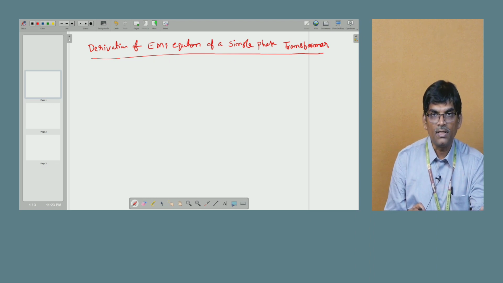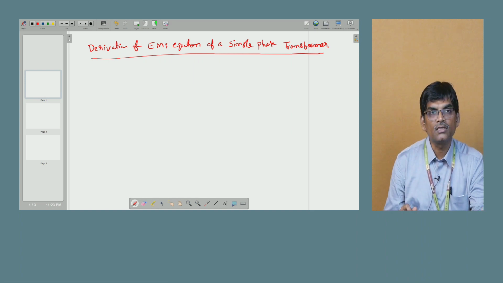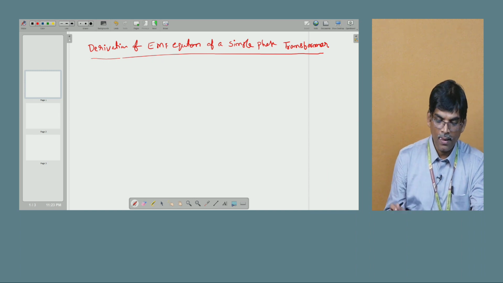Transformer is a static device. It has two main parts: one is the iron core, another one is the windings. It has two windings and one core. The main function of a transformer is to transfer the power from one circuit to another circuit without change of frequency, but it either steps up or steps down the voltage.